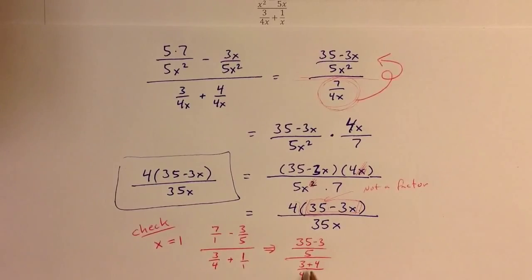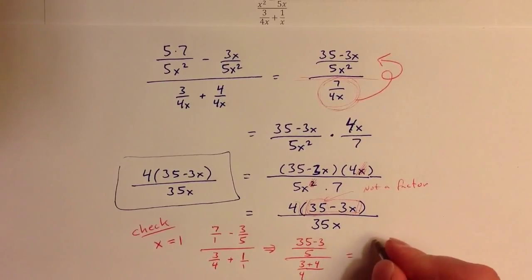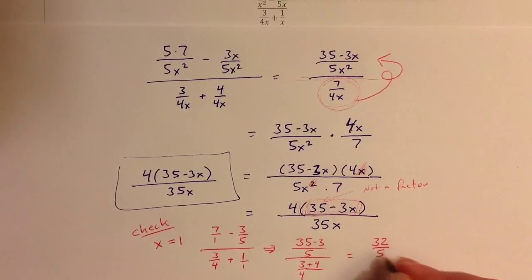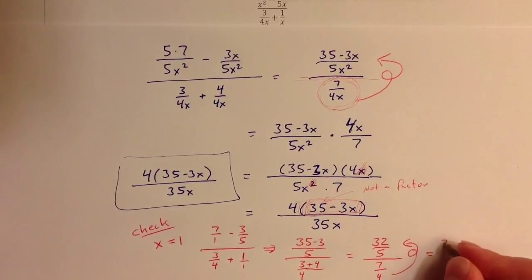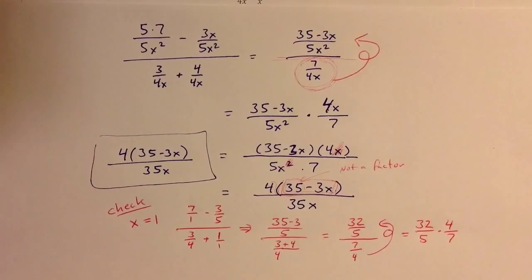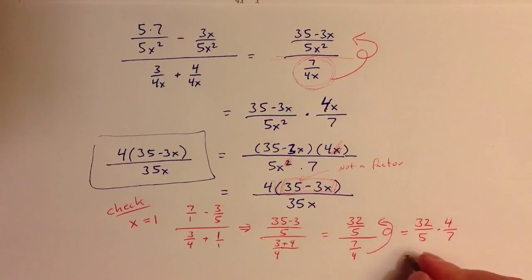So we get 3 plus 4 over 4. So that becomes 32 divided by 5 over 7 divided by 4. And again, dividing by 7 over 4 is the same as multiplying by 4 over 7. So from the original expression, we can simplify that into 128. If I plug in x equals 1, I get 128 over 35 from the original expression.